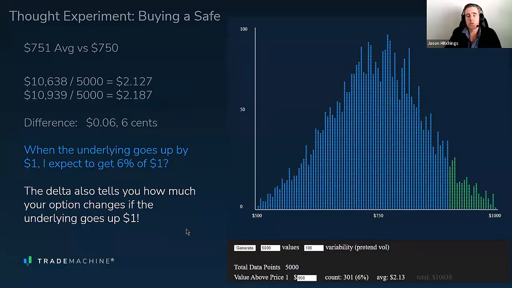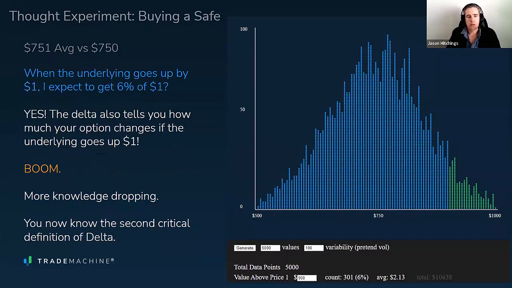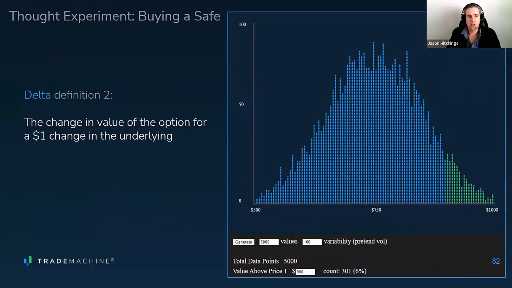Delta will tell you not only the chance of your option ending up with some value in it when expiration comes, it'll also tell you how much your option will increase instantaneously if the stock goes up by $1. So delta is a powerful tool. And that brings us to the second definition of delta. It's the change in value of the option for a $1 change in the underlying. The underlying could be stock, or it could be a random distribution of money in a safe.